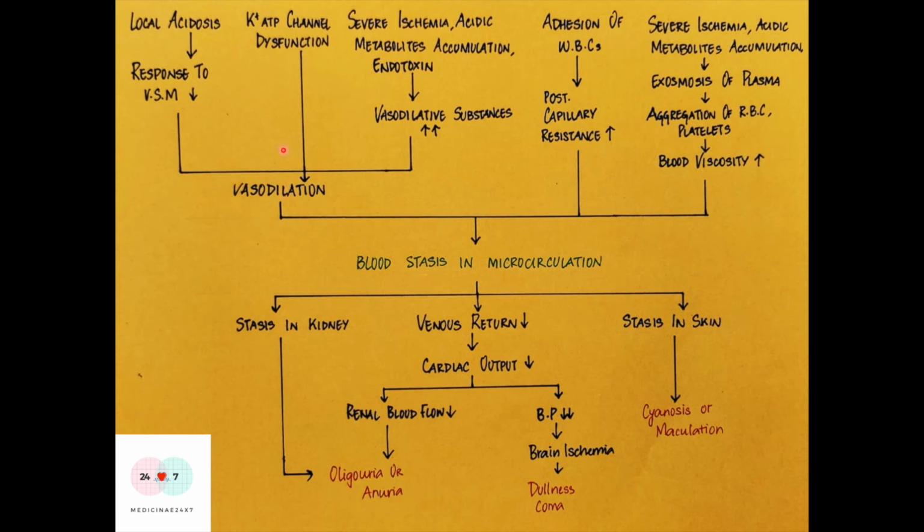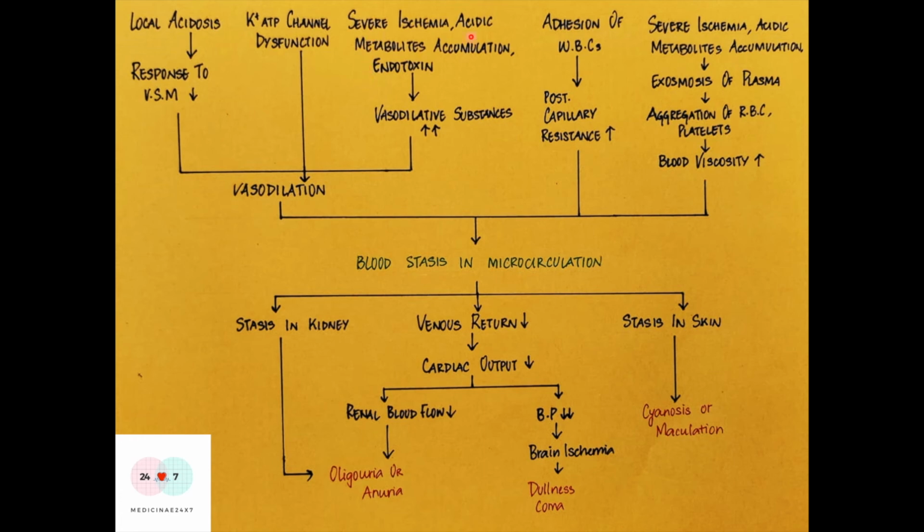vasodilation. Whenever there is inadequate oxygen supply to the tissues, there will be decreased ATP formation, and whenever there is decreased ATP formation, there is improper functionality of the K plus Na plus ATPase pumps, which leads to vasodilation and improper function of the vascular smooth muscle cells.